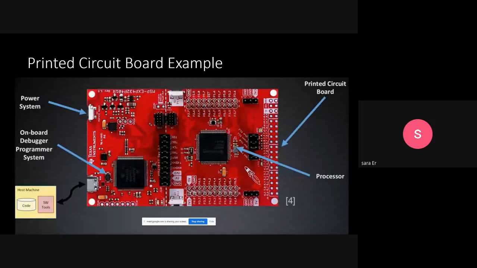This is an example of an embedded system. The printed circuit board here is red. There are two ICs on this board. This IC is the main processor of this board. I think this is an ARM processor. And here is the second IC installed on this board.